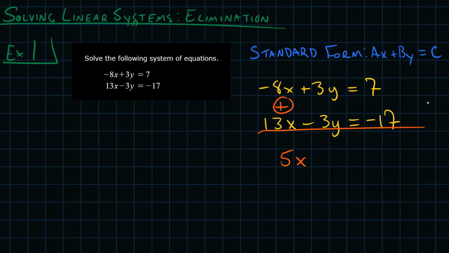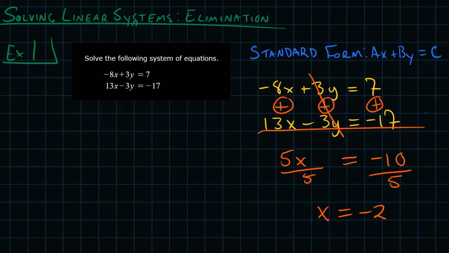Now this is why we wanted to add these two equations together and use the elimination method, because when we add a positive 3y with a negative 3y, they give you 0y. So the variable y is eliminated from our equation. Finally, we just add our two constants together. 7 plus negative 17 gives us 5x equals negative 10. Dividing both sides of the equation by 5 gives us the value for x, negative 2.